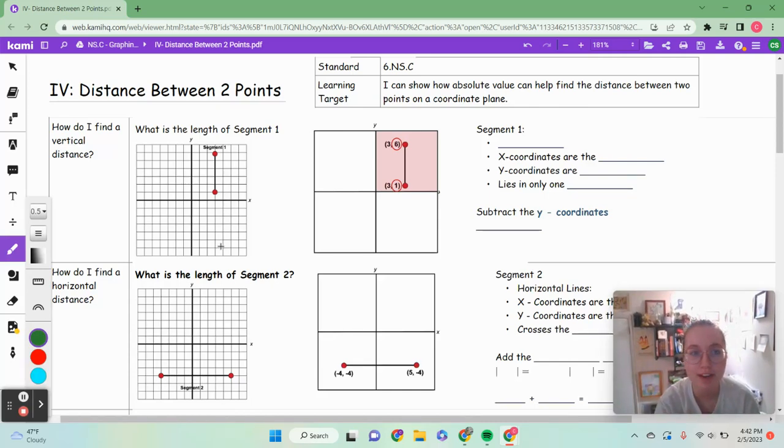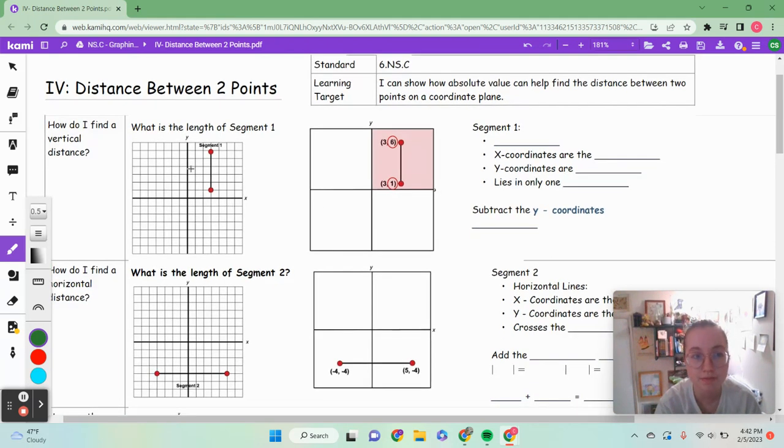Today we're going to be talking about finding the distance between 2 points. There's a difference between how we find the vertical and the horizontal distance, so let's walk through an example of each of those.